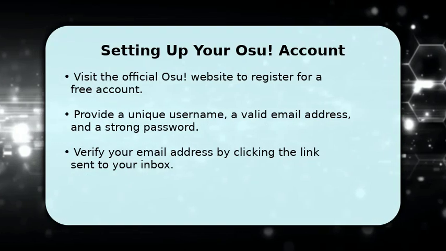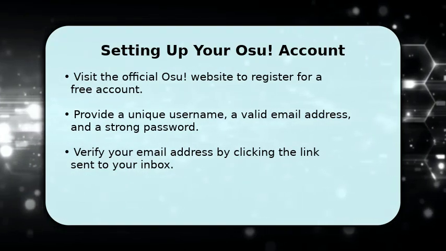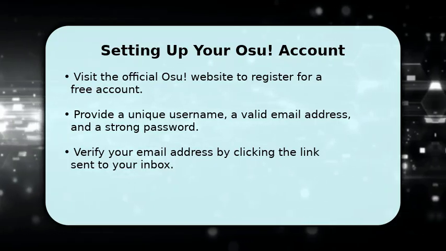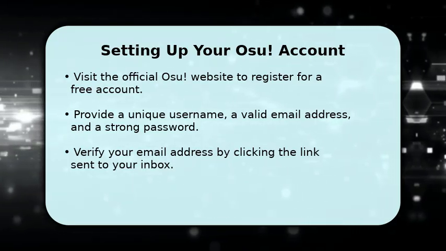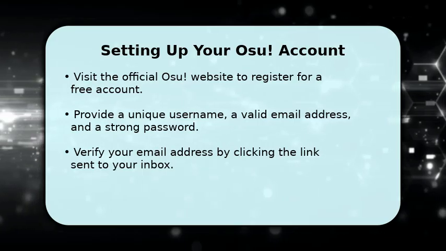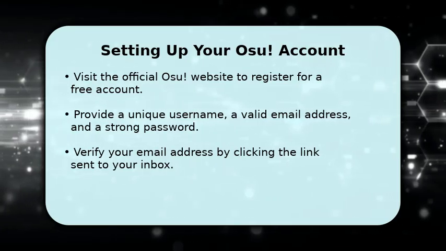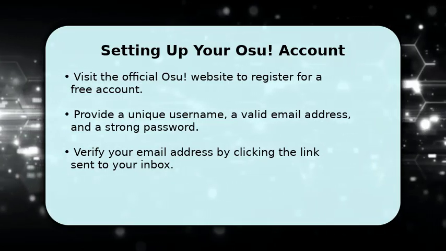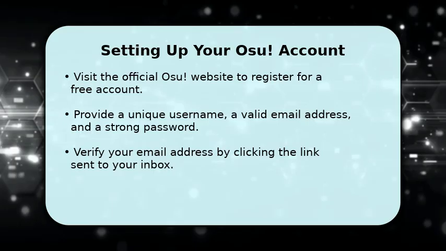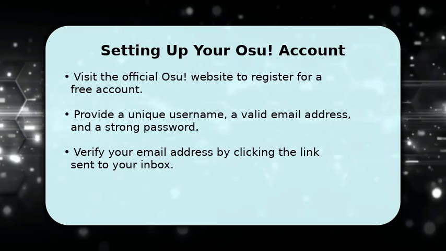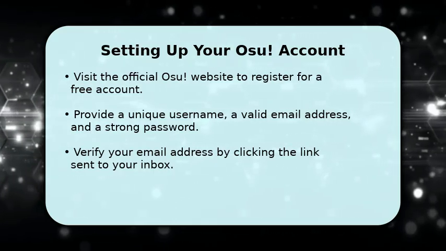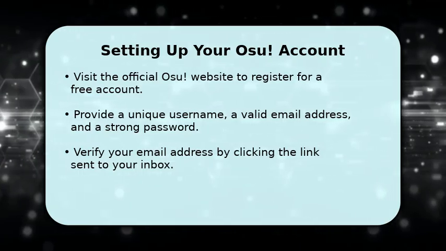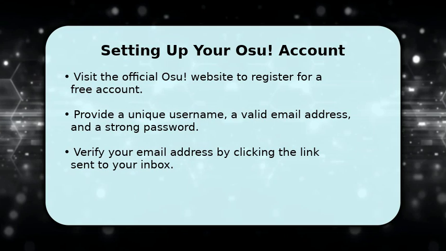To fully experience Asu online, you'll need an account. Head over to the official Asu website and click on the Register button. You'll be prompted to enter a username, a valid email, and a secure password. After submitting, check your email for a verification link to activate your account. Once verified, you can log into the Asu game client with your new credentials. This step is crucial for tracking your scores and participating in the online community.